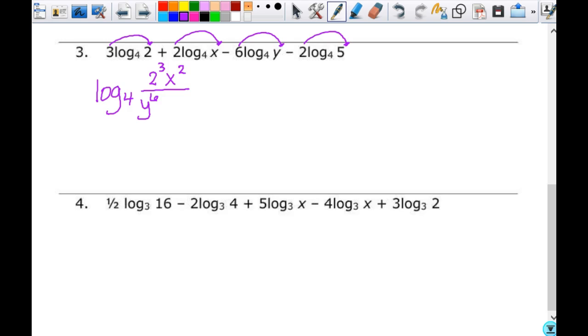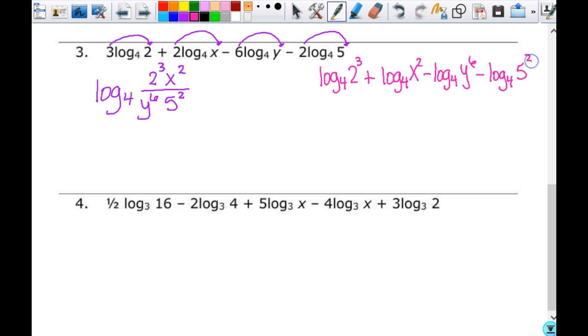Where does 5 squared go? In the denominator. Now my intention when I started this problem, and then I didn't do it, was to rewrite this before we did that. You don't necessarily have to, but I didn't want to lose anybody. So what I could have done and what I really intended to do was log base 4 of 2 cubed plus log base 4 of x squared minus log base 4 of y to the 6th minus log base 4 of 5 squared. You don't necessarily have to do that step, especially since it's a review.